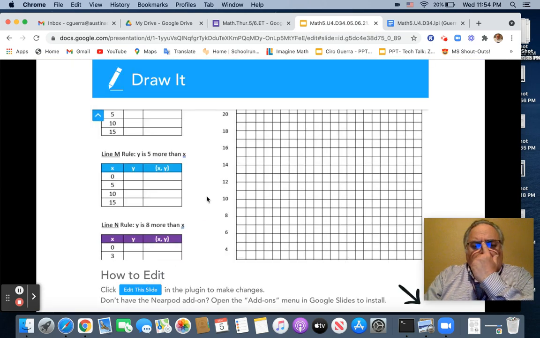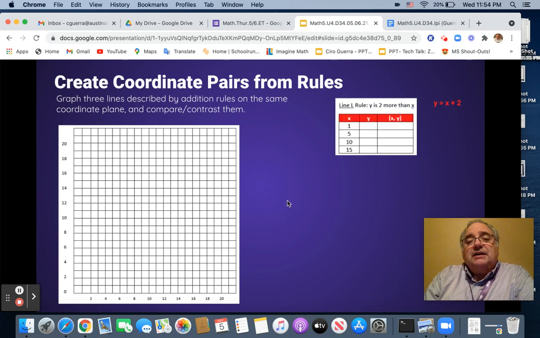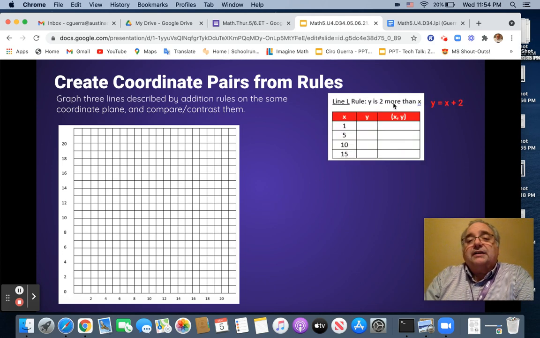All right, you're going to have a draw it. And what I'm going to do is go to my slide. You're going to have 6 minutes to do this here. I'm going to get you started. So I'm going to be looking at my coordinate grid here, and it's going to give me the rule right here. The rule is y is 2 more than x. How would I write it? I would write it y equals x plus 2.